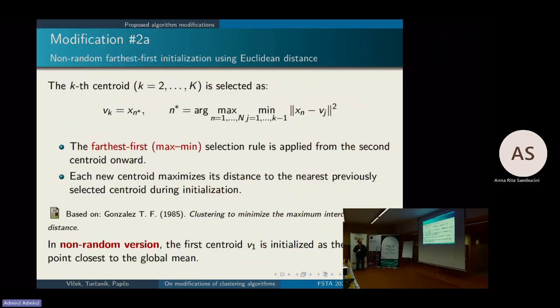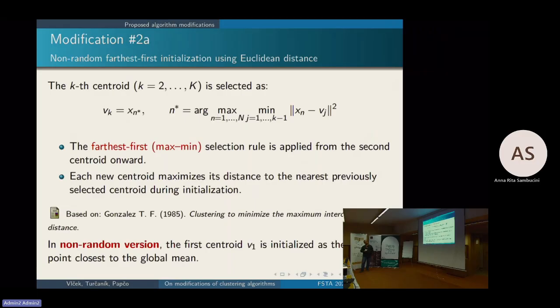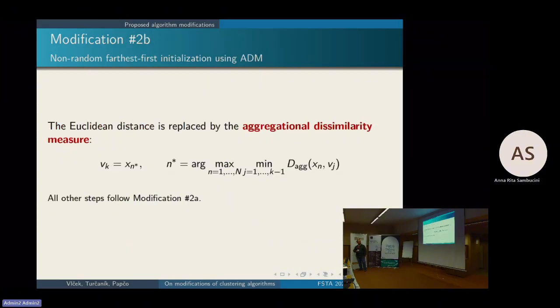So this is the calculation for selecting the second and each other centroid. This is modification 2a, where we use Euclidean distance, but in modification 2b, we compare it with a modification where Euclidean distance is replaced by the aggregational dissimilarity measure. All other steps follow modification 2a.